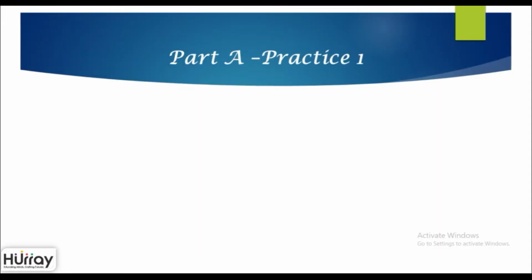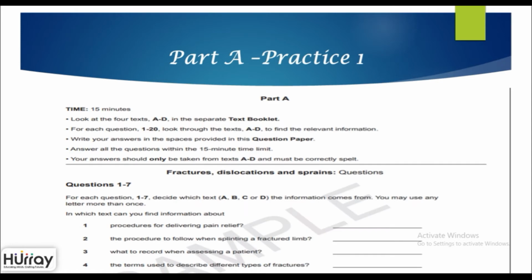Part A, Practice 1. Now here is a sample of what Part A looks like. You have been given a series of questions. Using the strategies mentioned above, you are supposed to solve the answers.